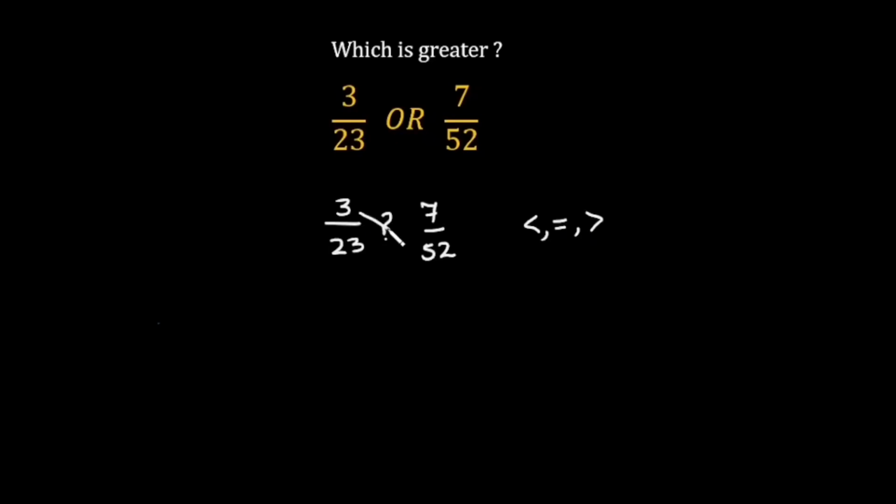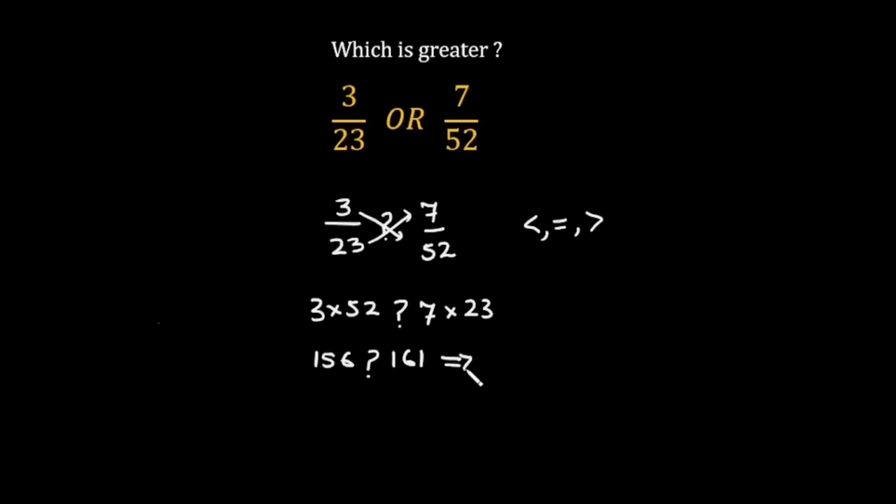So cross multiplication is valid. If we cross multiply, 3 times 52 question mark 7 times 23. 3 times 52 is 156, question mark, 7 times 23 is 161. From here you can easily say which sign fits in between, which is less than.